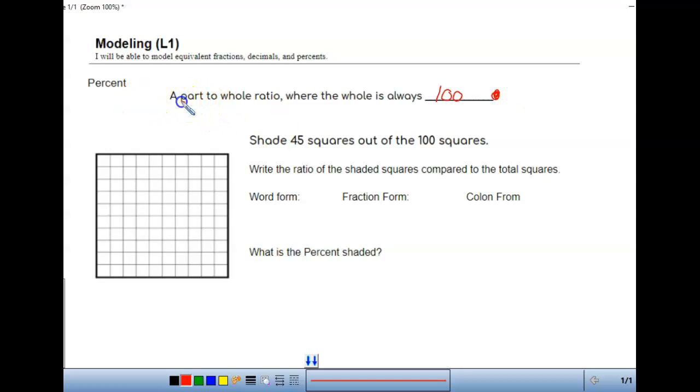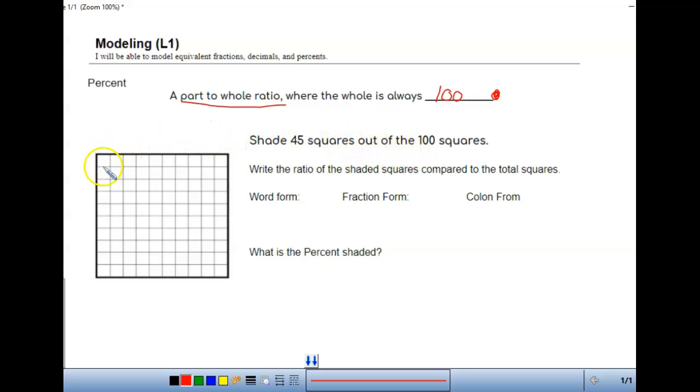All right, it's a part to whole ratio. So we did ratios a long time ago, and the whole is always 100 in this case. All right, that's what's super important. So we're going to model this first one. It says shade 45 out of the 100 squares. All right, you can pause the video. I'm going to give you some hints if you need.